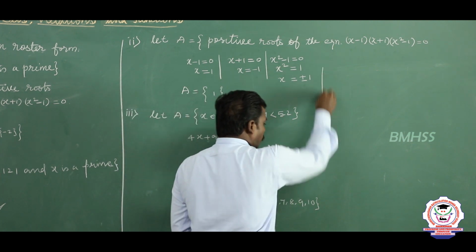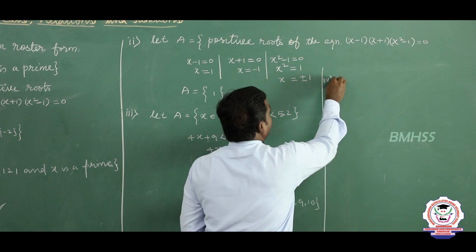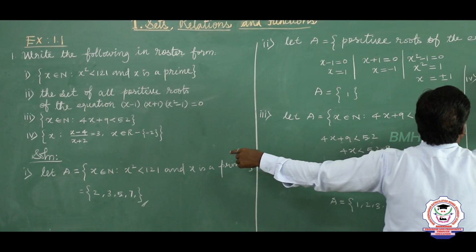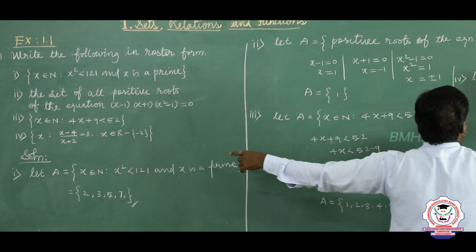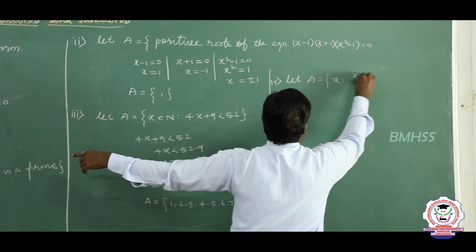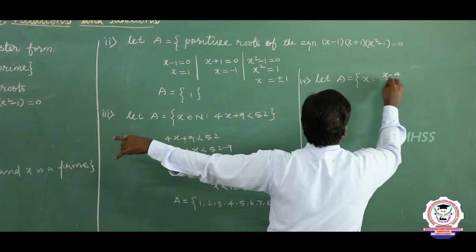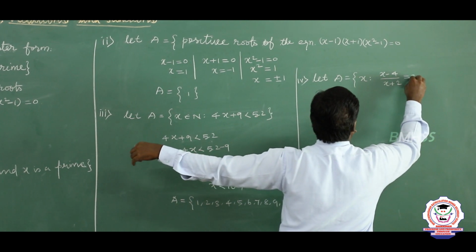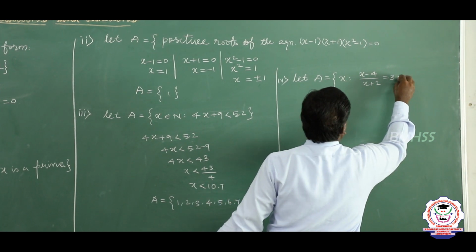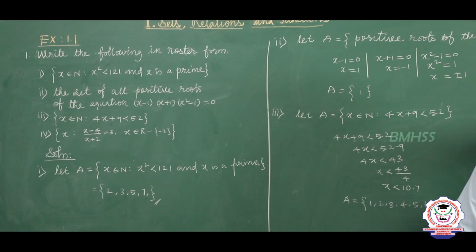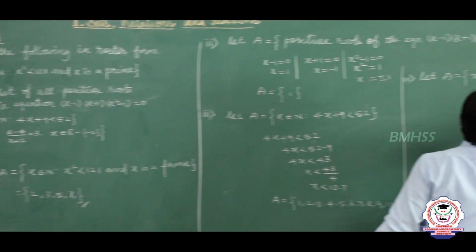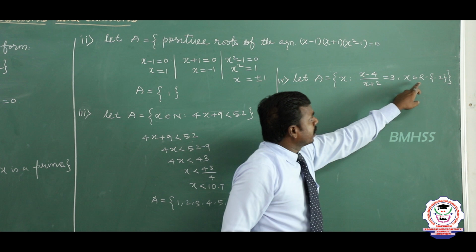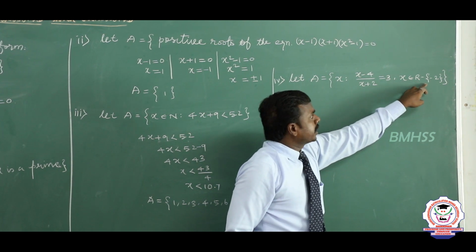Listen, so next fourth subdivision is there. In the fourth subdivision they have given, let us consider set A equal to x such that (x minus 4) by (x plus 2) equal to 3, where x belongs to R except minus 2. Listen, x values are in real numbers except minus 2.